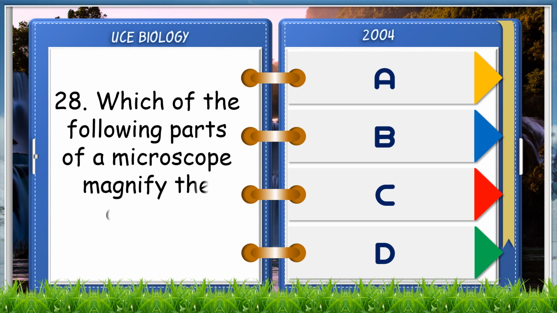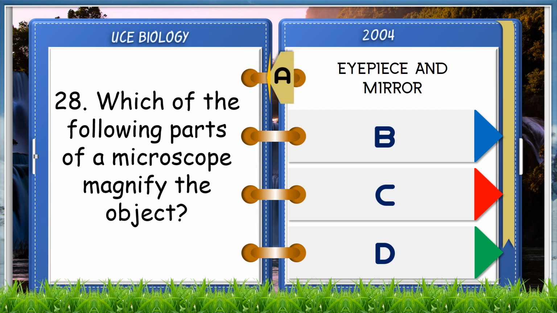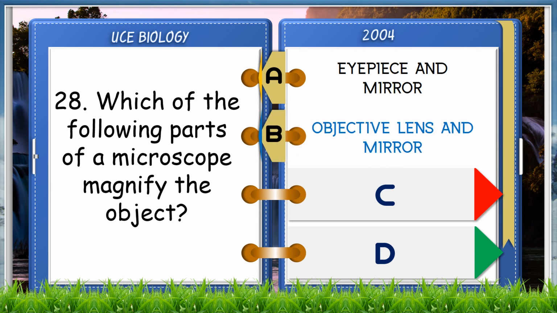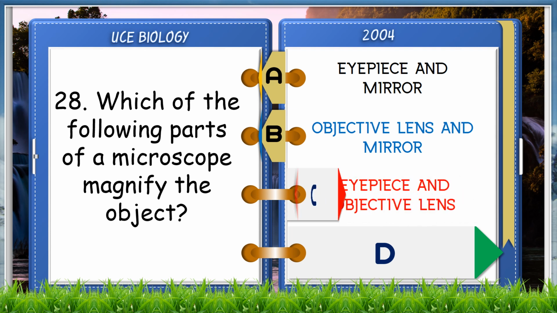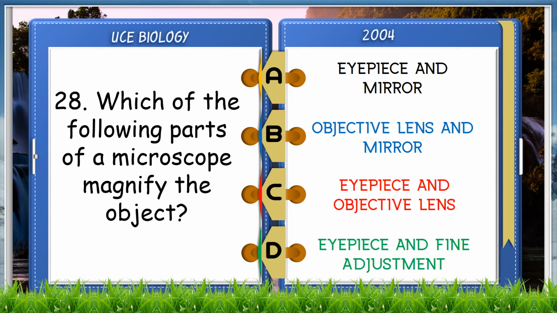Which of the following parts of a microscope magnify the object? A. Eyepiece and mirror. B. Objective lens and mirror. C. Eyepiece and objective lens. D. Eyepiece and fine adjustment. The answer is C. Eyepiece and objective lens.